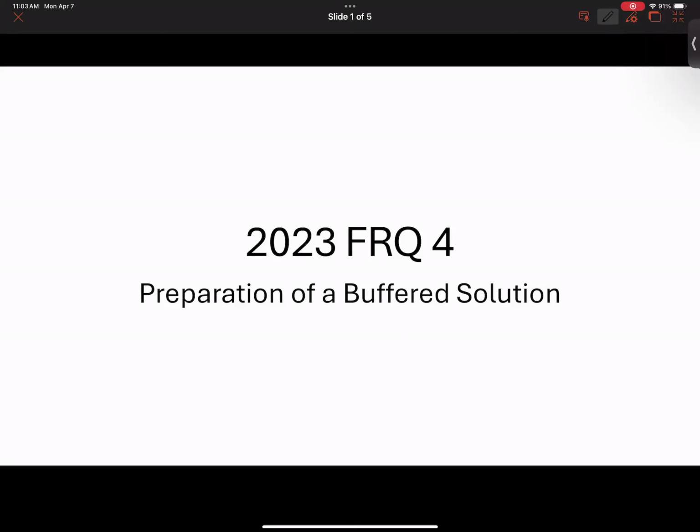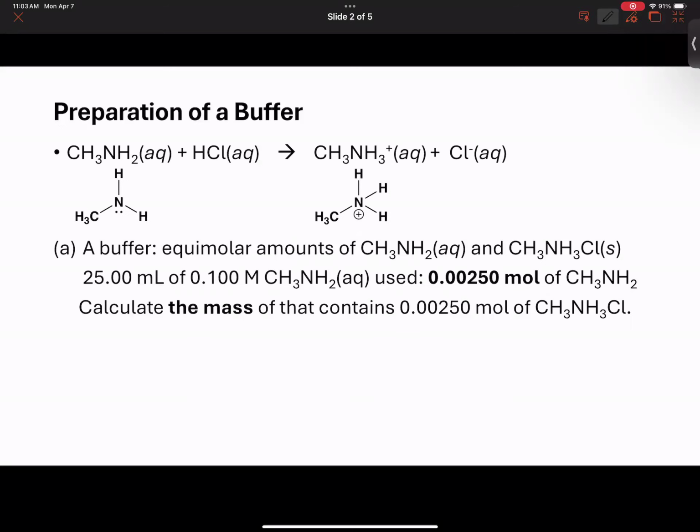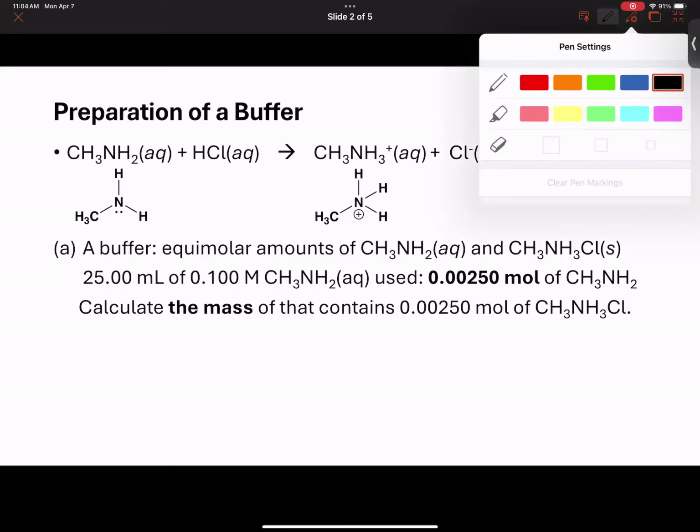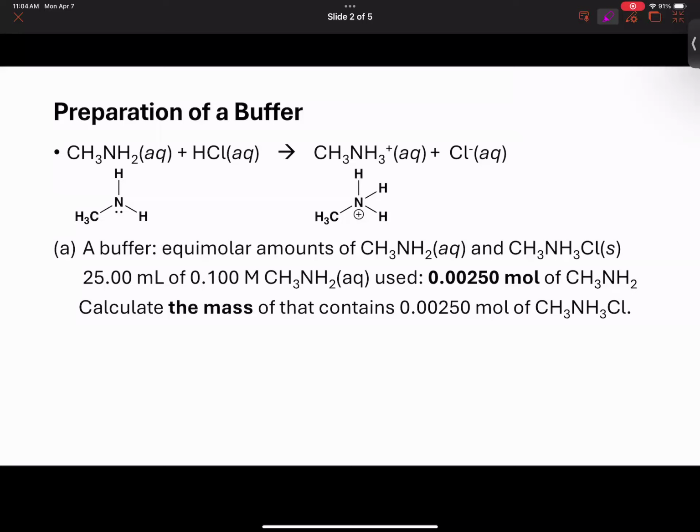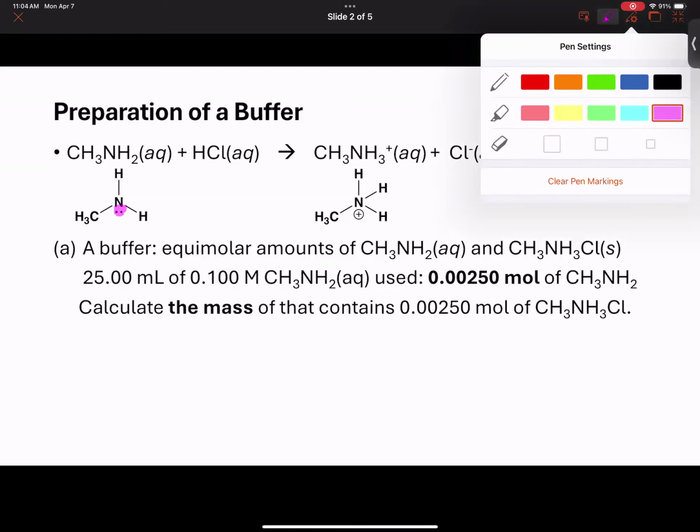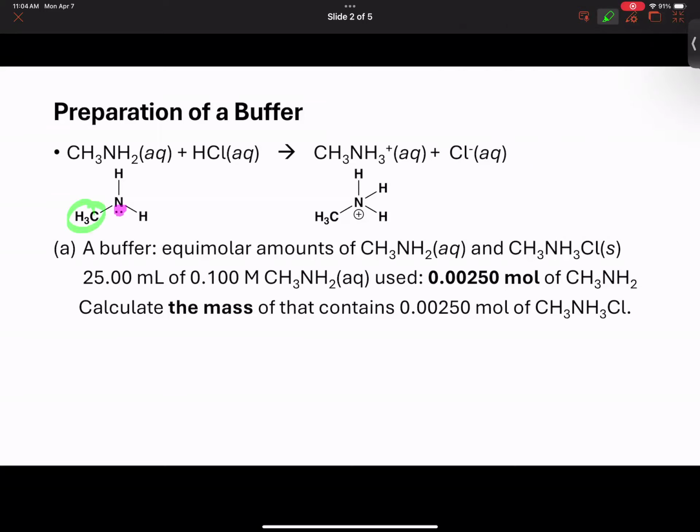And let's get started. Our system is given with a weak base, methylamine, and its conjugate acid, methylammonium ion. So let me draw your attention to the structure of methylamine. Here, the nitrogen has a lone pair. In this case, we have one methyl group, one alkyl group right there. This is called a primary amine. Primary amine, secondary amine, tertiary amine, the nitrogens all have a lone pair. This lone pair makes it work as a weak base.